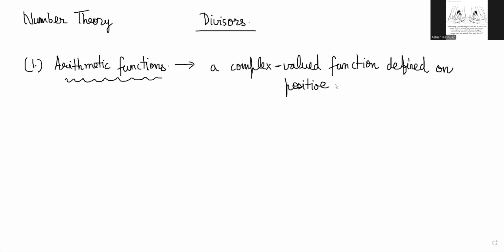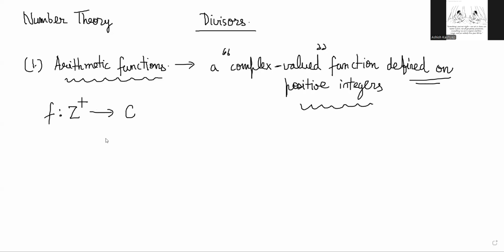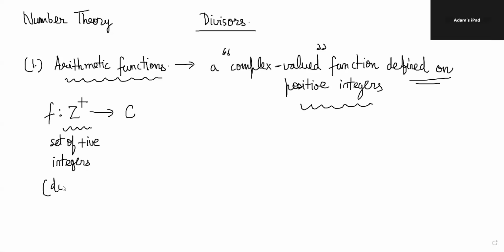So, what that means is the output of the function could be a complex number, it doesn't have to be real. And what is the input? The domain of it is positive integers. So it is defined like this, Z plus to C. Does everyone understand what is Z plus? It is the set of positive integers. This is the domain. And the output or the codomain here is complex numbers.